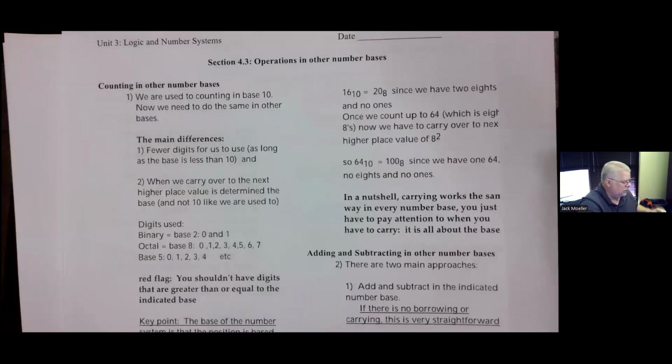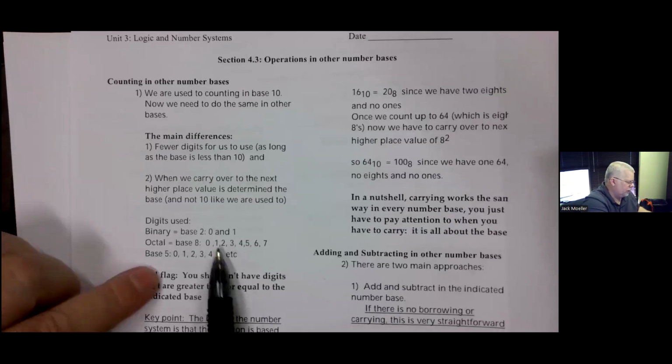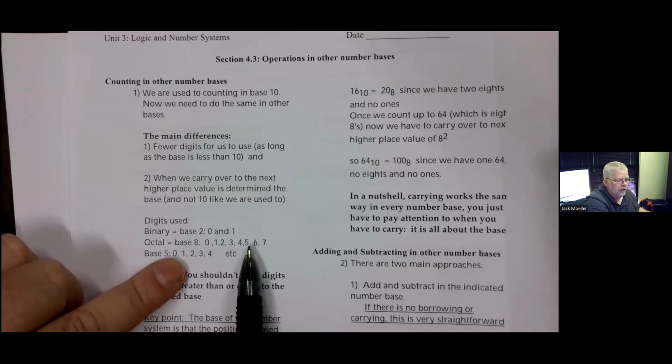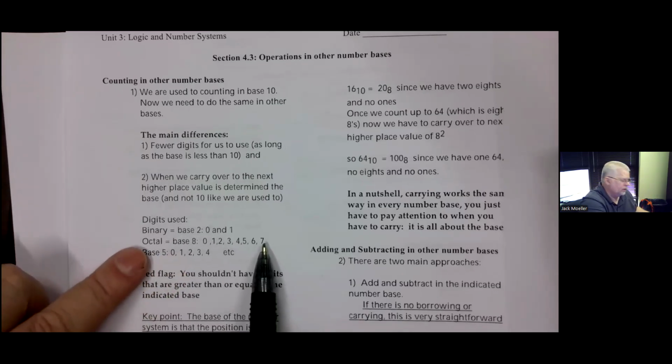And so when we're counting up in other number bases, you go over to the next higher place value when you get to that base. So for example, if we're in base 8, counting up, you're going to have 5, 6, 7. But when you get to 8, 8 is one of our place values. So we need to take that 8 to the next higher place value and have 0 ones.